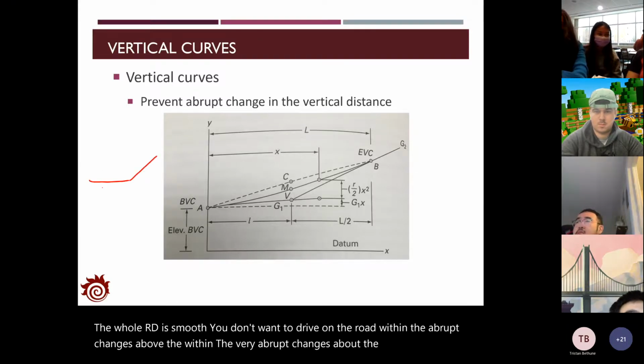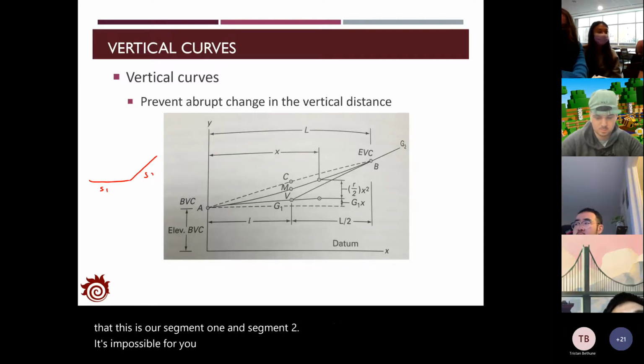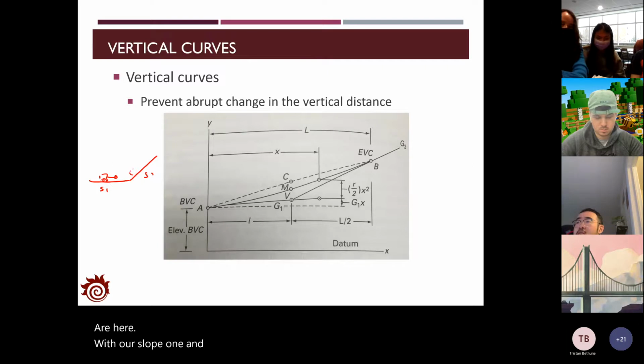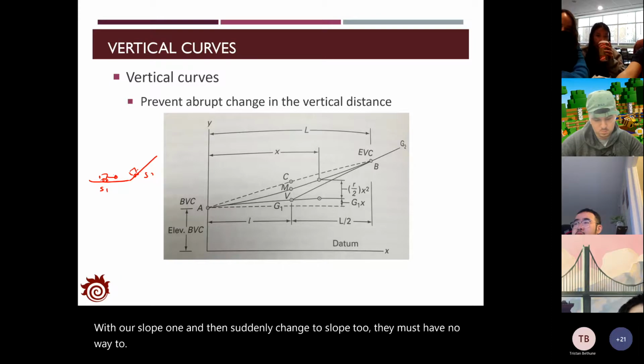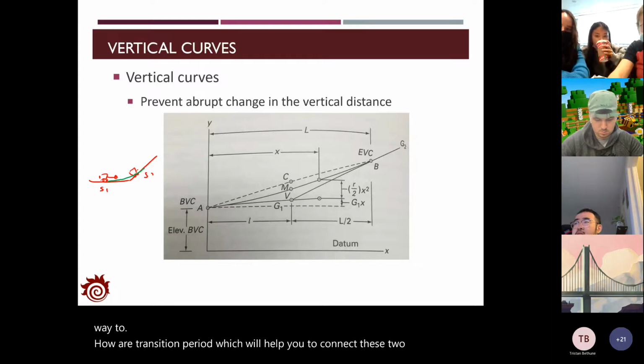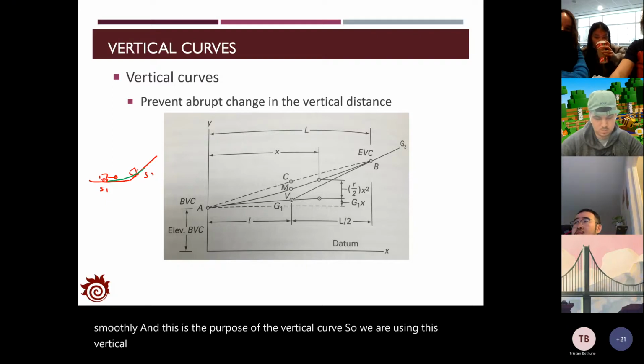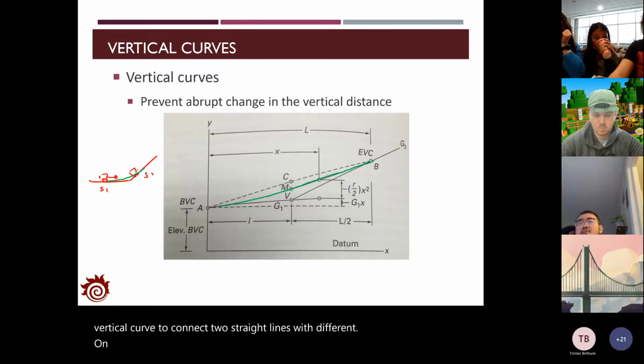Say that this is segment 1 and this is segment 2. It's impossible for you to drive your car here with slope 1 and then suddenly change to slope 2. There must be a transition period which will help you to connect these two segments smoothly. And this is the purpose of the vertical curve. So we are using this vertical curve to connect two straight lines with different slopes to avoid any abrupt changes in the vertical distance.